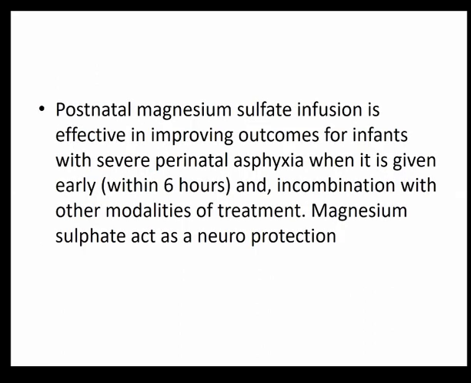There is a role of magnesium sulfate infusion. The infusion is effective in improving the outcome of infants with severe perinatal asphyxia when it is given as early as 6 hours, in combination with other modalities. This magnesium sulfate is given in stage 2 and 3 HIE, as already discussed before. It is a neuroprotective agent.